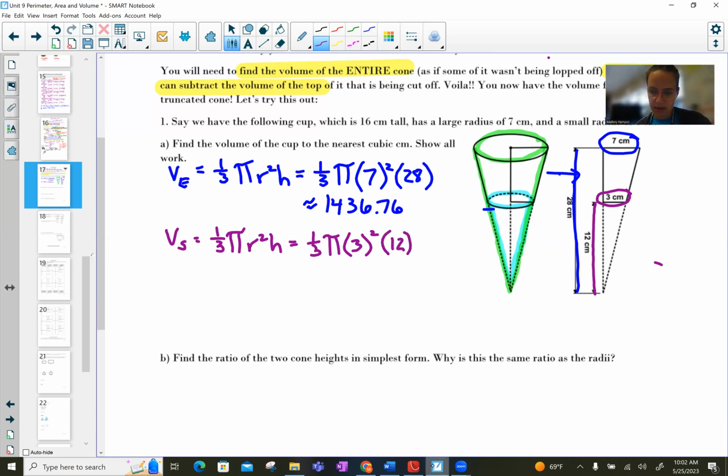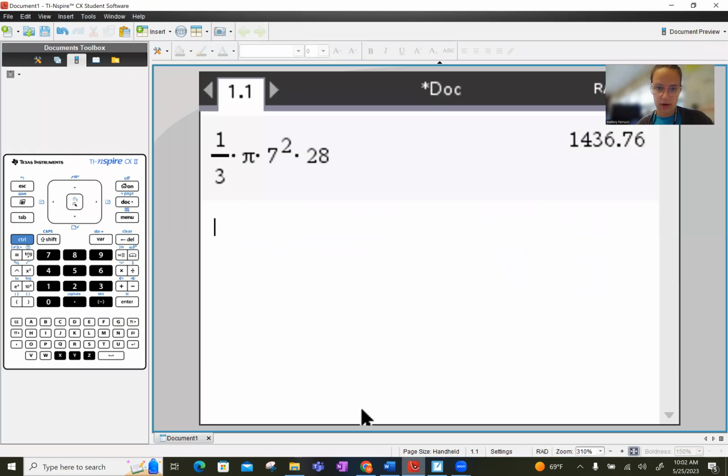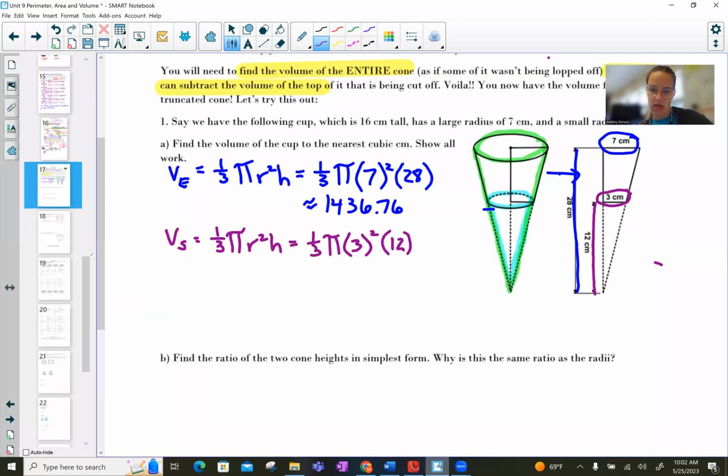So if we were to plug and chug that, and again, I work smarter, not harder, so I'm going to be a little lazy here and just edit it. 3 squared, 12. So it's 113.097 about. It keeps going on and on and on.